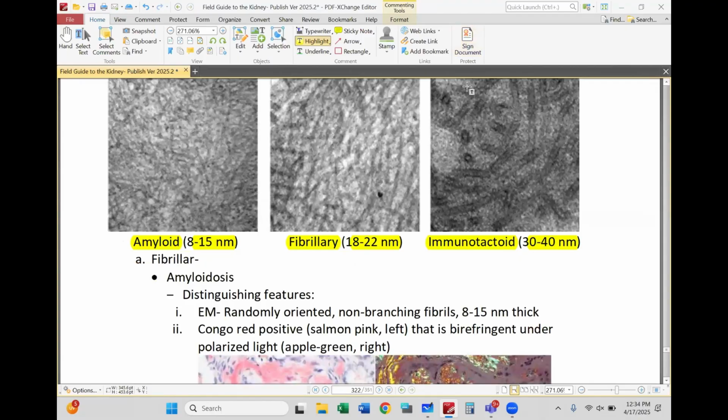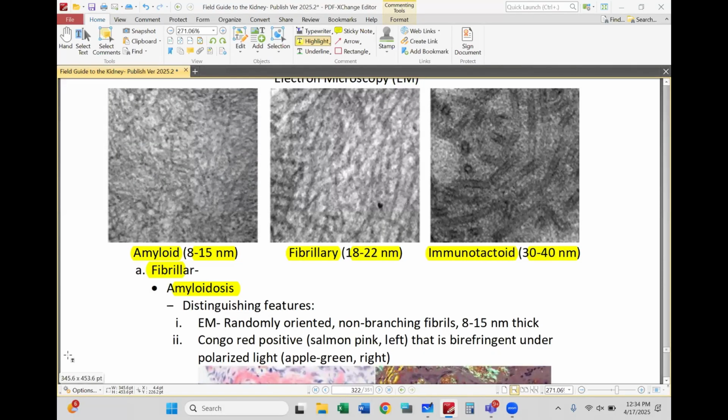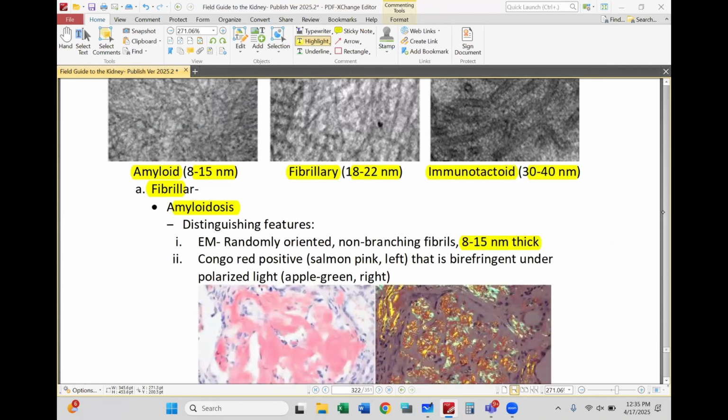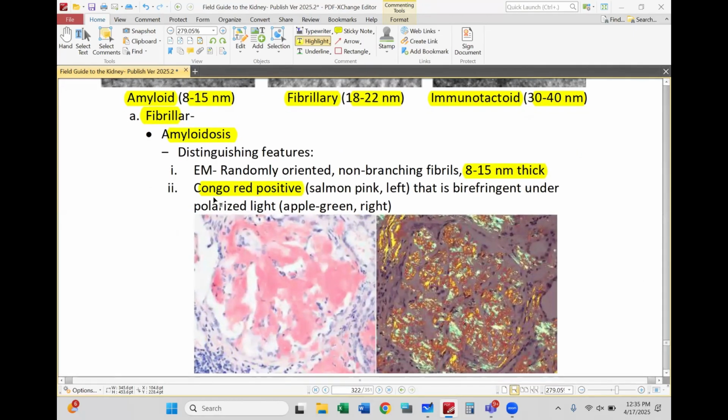these organized deposition diseases and compare and contrast them. Amyloidosis would have these randomly oriented, all three, amyloid, fibrillary, and immunotactoid, you can see are derived from randomly oriented fibrils, right? These are going to be your thinnest. There is some overlap, let me say that, between amyloid and fibrillary in particular, in terms of size of the fibrils. These are not perfect.